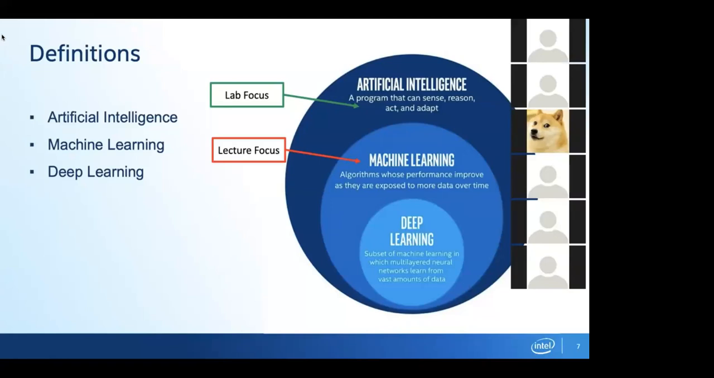So this is a very hot, new, trending subfield of AI called machine learning. And you've probably heard of it before. These are the algorithms whose performance will improve as they are exposed to more data over time. So this again is quite vague, but let's try to break it down. Machine learning is essentially about drawing insights from data.